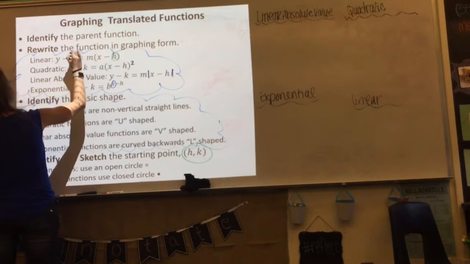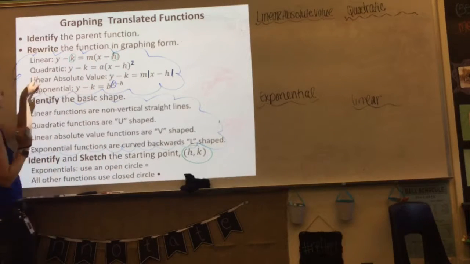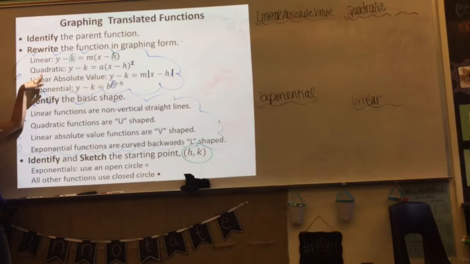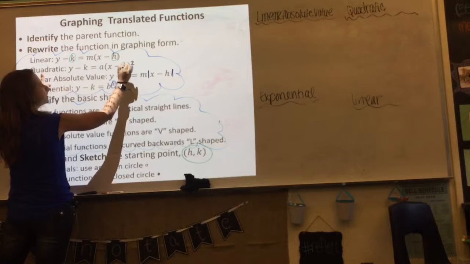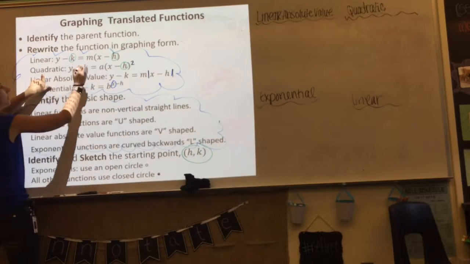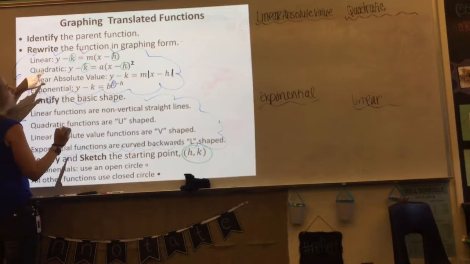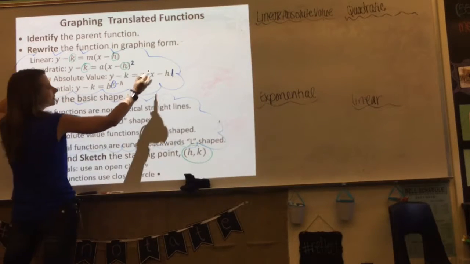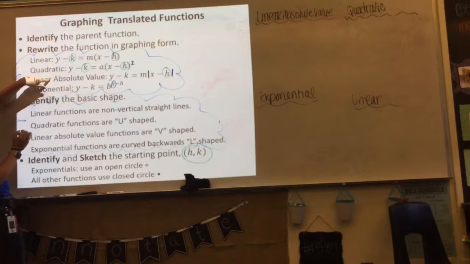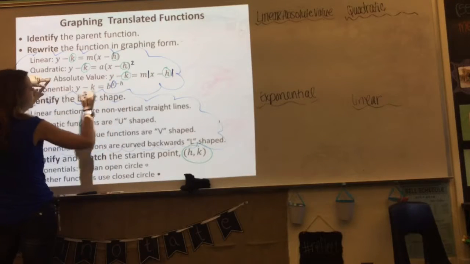Does this one have an HK? Yeah. Where's the H? Inside the parentheses. Where's the K? On the other side next to the Y. Okay. And this one, is this one at H and K? Yeah. Where's the H? Inside the absolute value. Where's the K? Same as last time. Next to the Y.